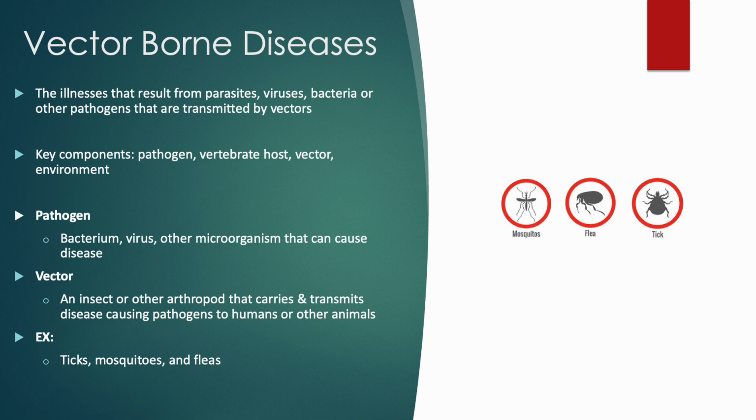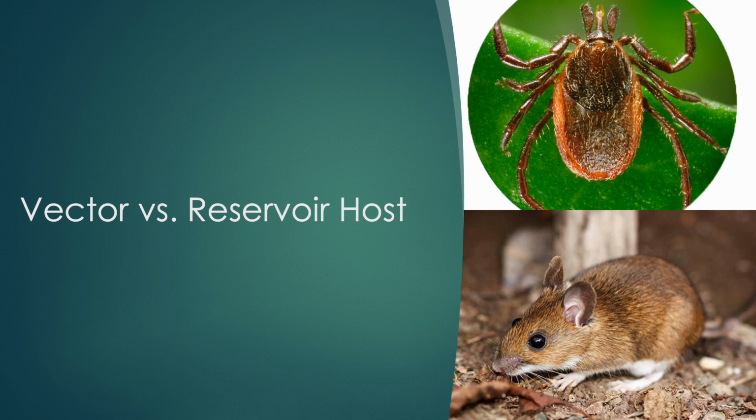With this said, a pathogen is a bacteria, virus, or other microorganism that can cause disease, whereas a vector is an insect or other arthropod, like a tick, that carries and transmits disease-causing pathogens, often called agents, to humans or other animals. Ticks, mosquitoes, and fleas are some common vectors you might have already known about. You want to keep in mind that just because a potential vector, like this tick, could carry a pathogen, it does not mean that they always will.